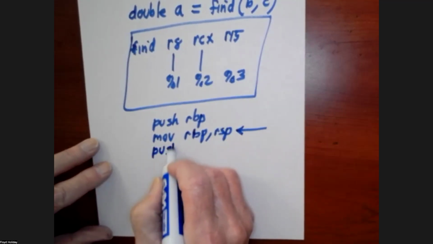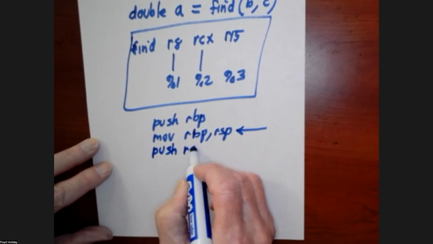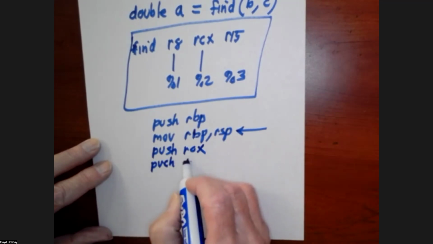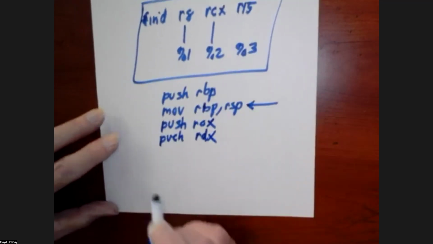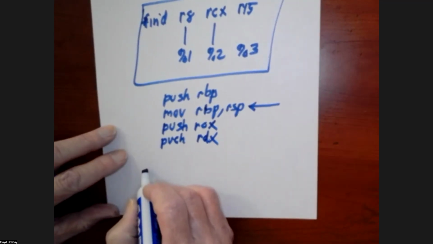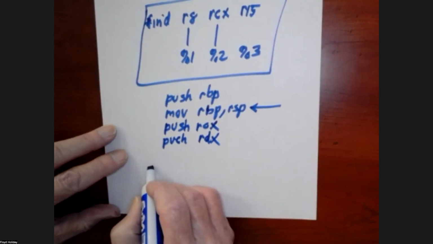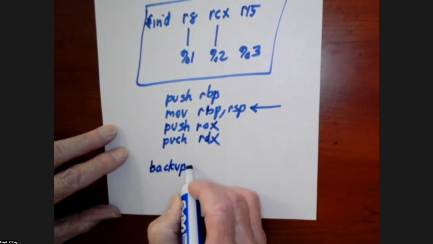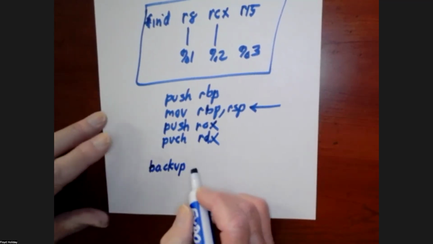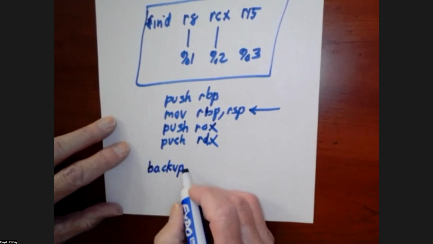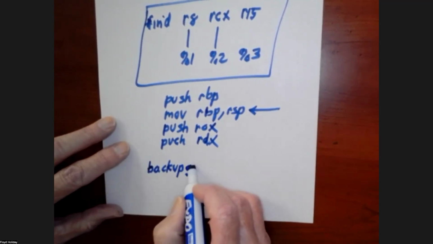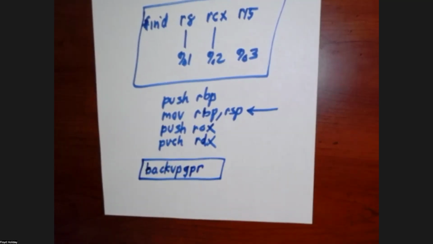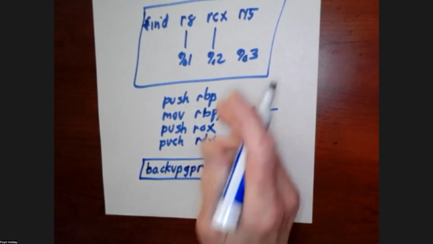Anyways, it'd be nice to have all these pushes, RCX and so on, in a macro, RDX. And then in the future, you could simply call the macro with no parameters. Backup GP, general purpose register, or just backup, or backup general purpose register. Okay. No parameters, no overhead. It would just do all those pushes for you.